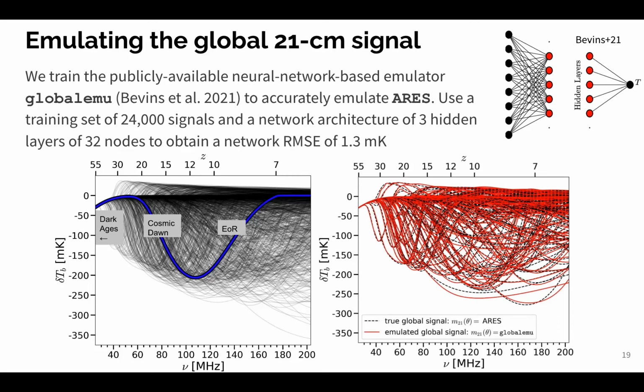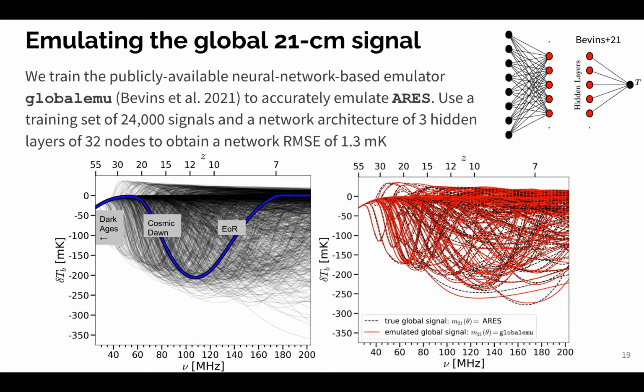The way this works is you generate a large training set using the Aries model. That's what all these black curves are in this left plot. The 8 parameters that I talked about earlier, we vary over wide ranges, and that's how you create this training set. We tested multiple different sizes, and we're using a training set size of 24,000 signals, which is quite large. Then we train Global Emu on that to have it learn all the features of the Aries signals.